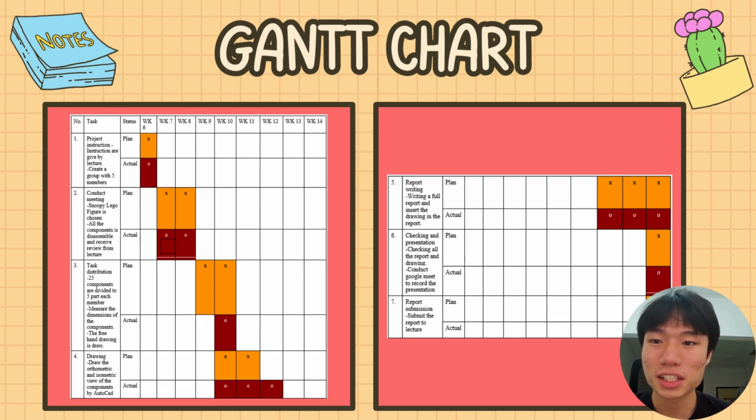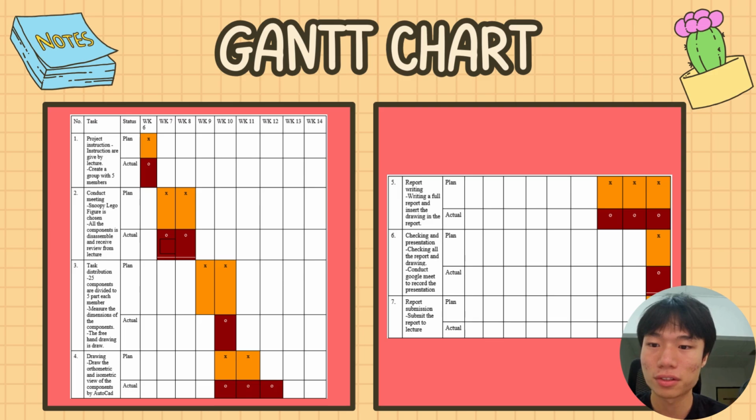So now for our Gantt chart. The tasks have been distributed into 7 categories. For the first task, we received the project instructions given by the lecturer, and we created a group of 5 members, and this was done in week 6. The second thing is we conducted a meeting, and a Snoopy Lego figure was chosen for our project, and this was done in week 7 and week 8. For the third task, we distributed 25 parts, divided into 5 parts for each member, and this was done in week 9 and week 10.